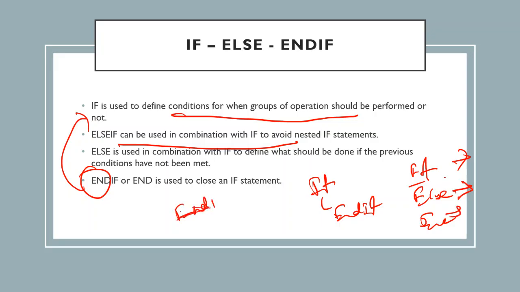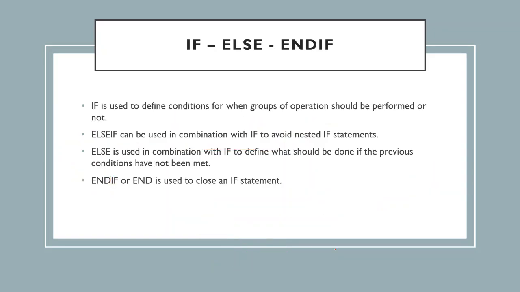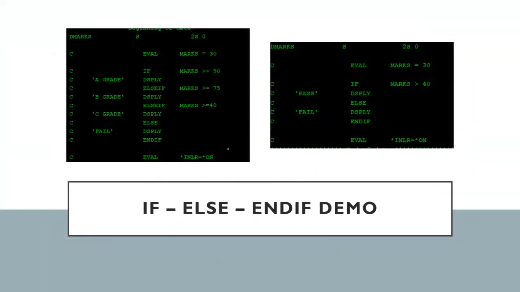You can also write multiple conditions. You can do if, else if, again else if, and end if. Like this also you can write. So this is one example. For example, you have marks. Now we assign the marks, for example the student got 30 marks. Based on the condition, I want to define which grade he got.